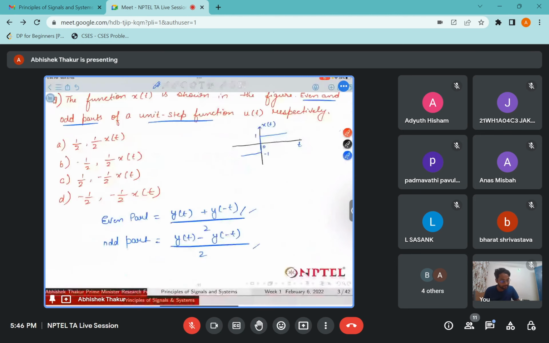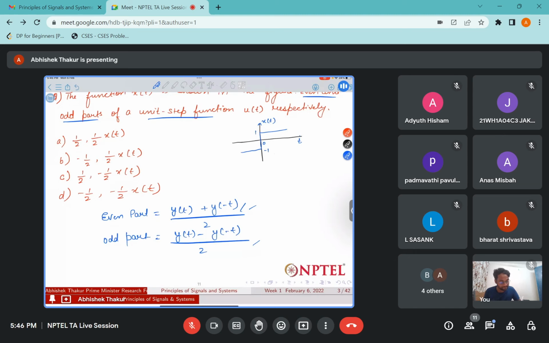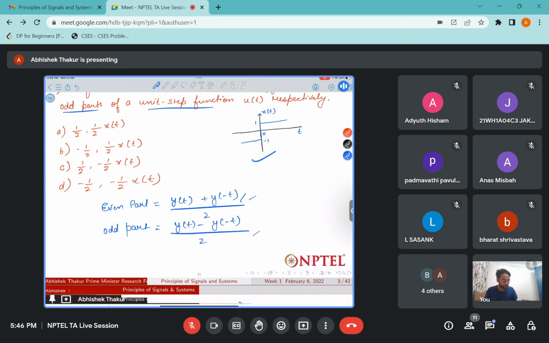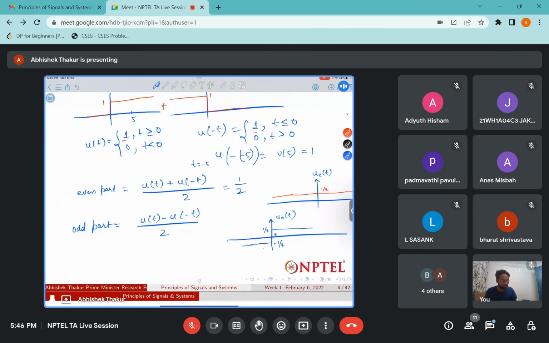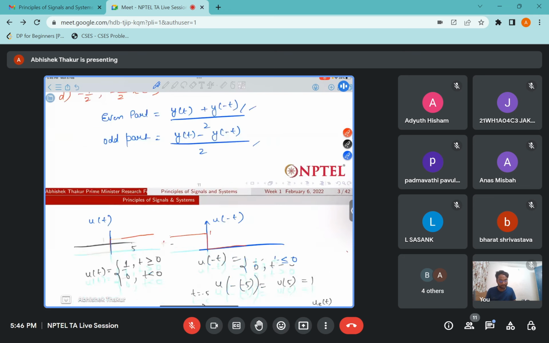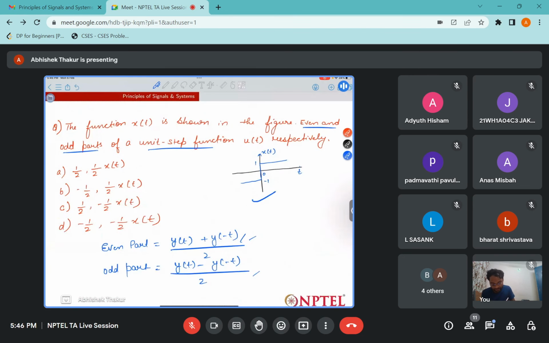Now the odd part is just half of x(t), because this is our x(t) curve. It is minus 1 for all the negative values and 1 for all the positive values. Here it is minus half for all the negative values and half for all the positive values. So the odd part of the unit step signal is half of x(t). So what will be the correct answer? The even part is half and the odd part is half of x(t). We just have to derive the even and odd parts of the unit step function on the basis of x(t). So option A is the correct answer for this question.